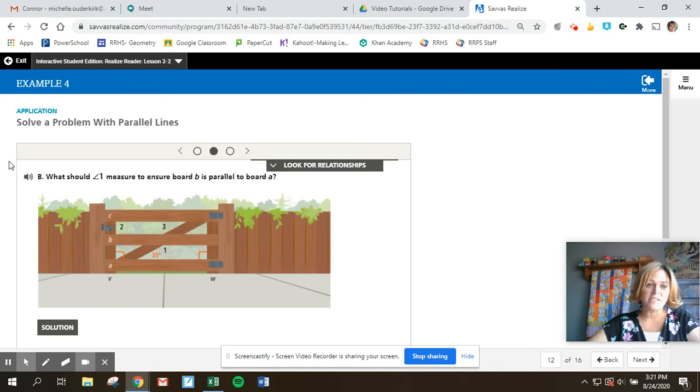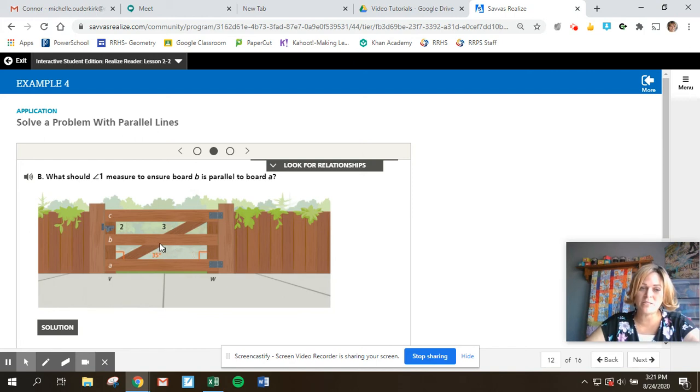Same picture it looks like. So what should angle 1 measure to ensure board B is parallel to A? So where is angle 1? Right here. Here's A and B. The only angle touching this board that's marked is angle 1. And down here that's touching board A, it's this 90, but it doesn't have anything to do with B. And this 90 doesn't have anything to do with B. So we've got to focus on this 1 and possibly this 35.